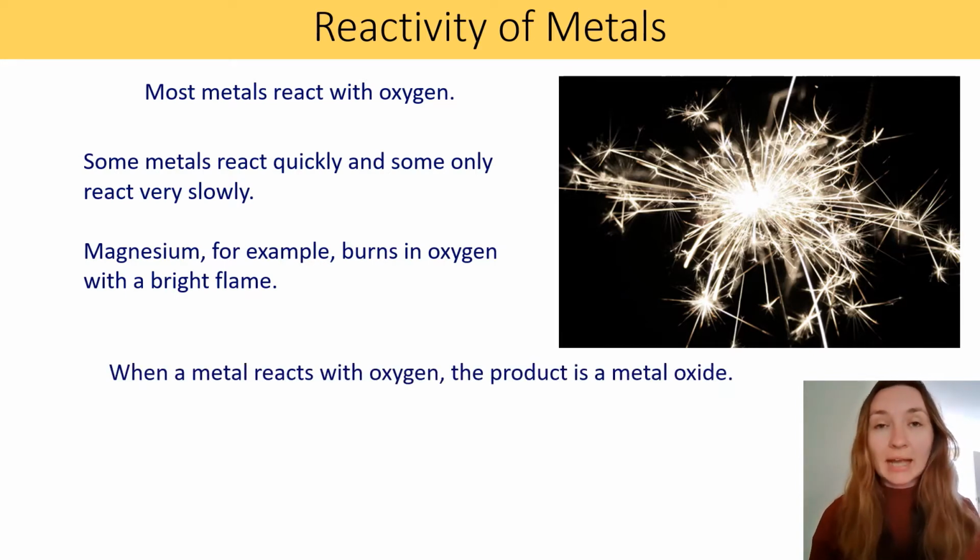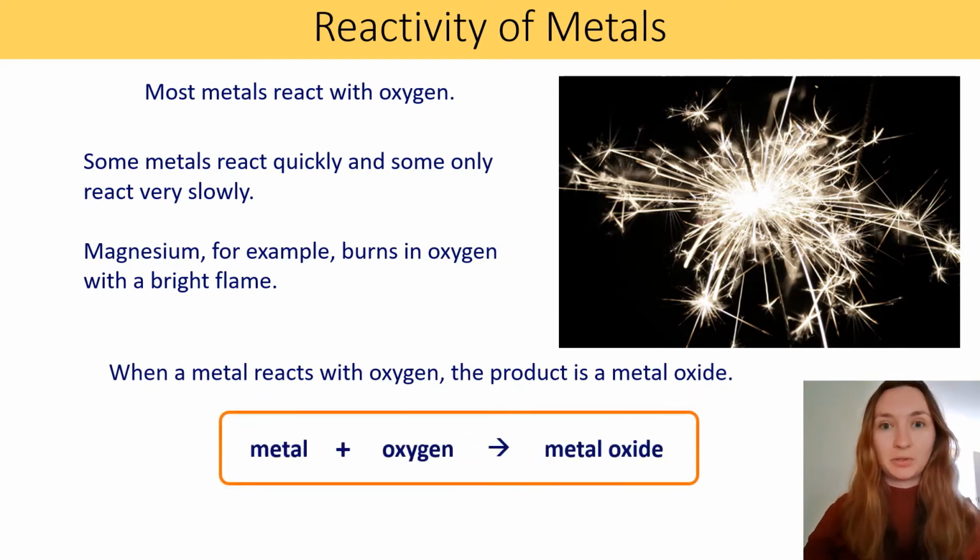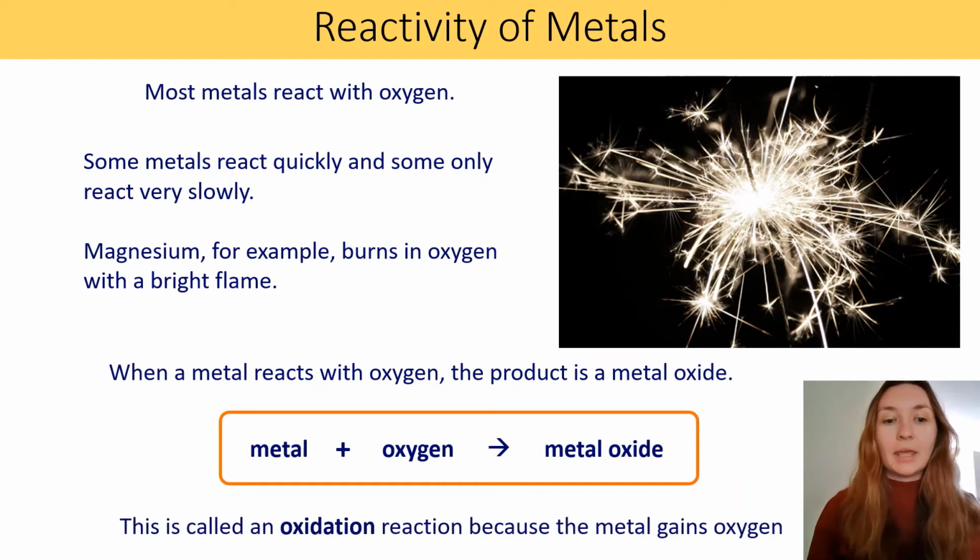When a metal reacts with oxygen, we call the product a metal oxide. So we have this general equation, which is metal plus oxygen, arrow, metal oxide. We call this an oxidation reaction, and that's because oxygen has been gained. So what I want you to do is copy down that general equation in the orange box.